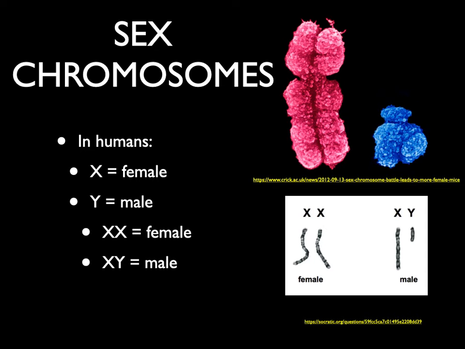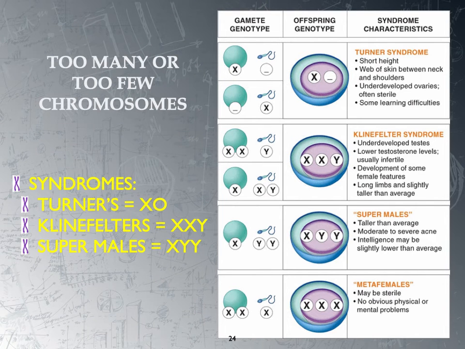Sex chromosome comes in 2 flavors in humans. The X chromosome is the female chromosome, and the Y chromosome is the male chromosome. To be female, you just have to not have a Y. XX is female. XY is male. You can have too many or too few chromosomes.